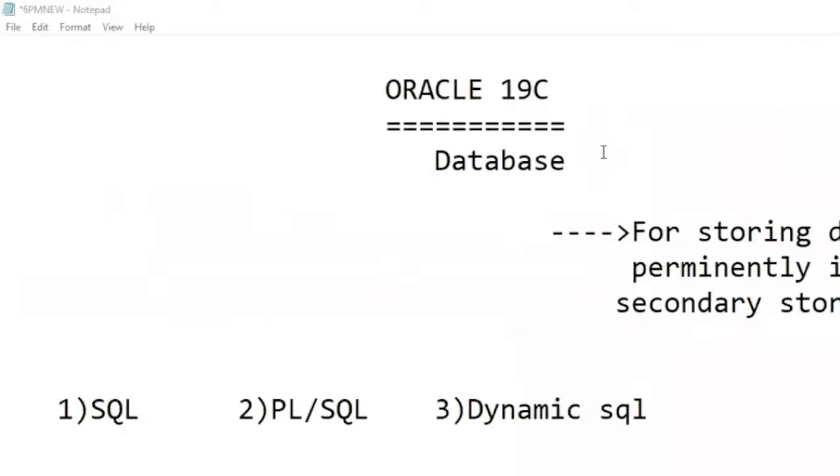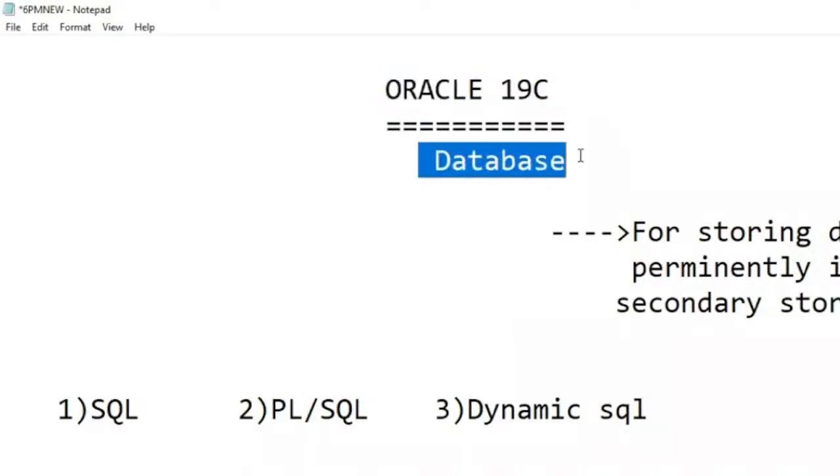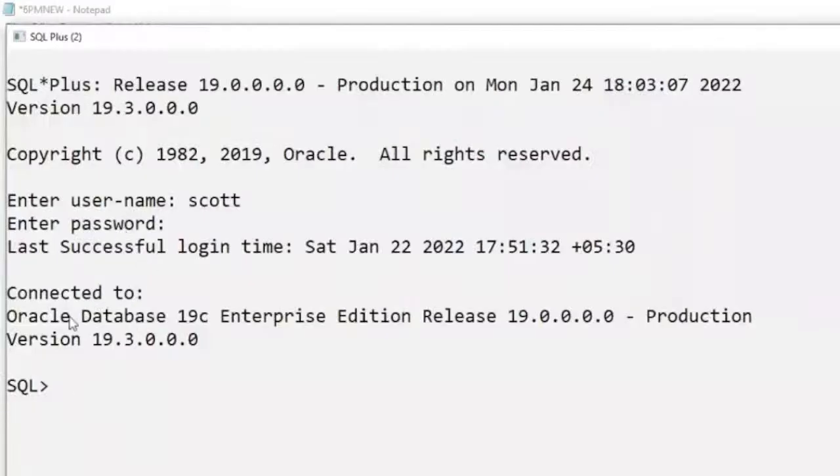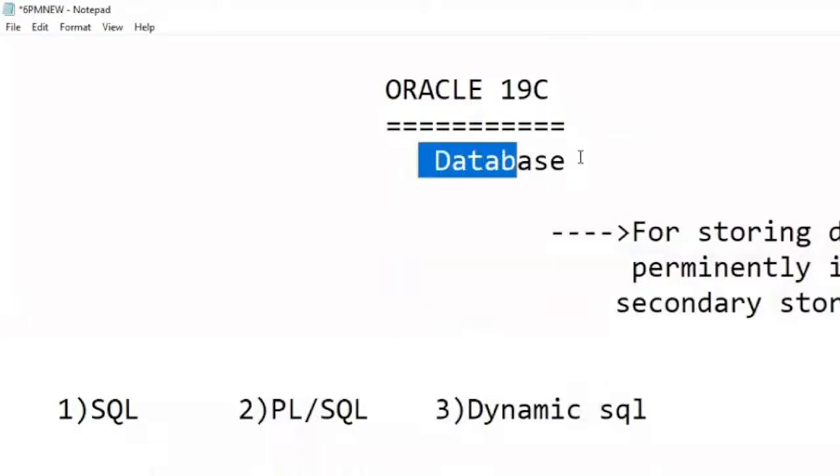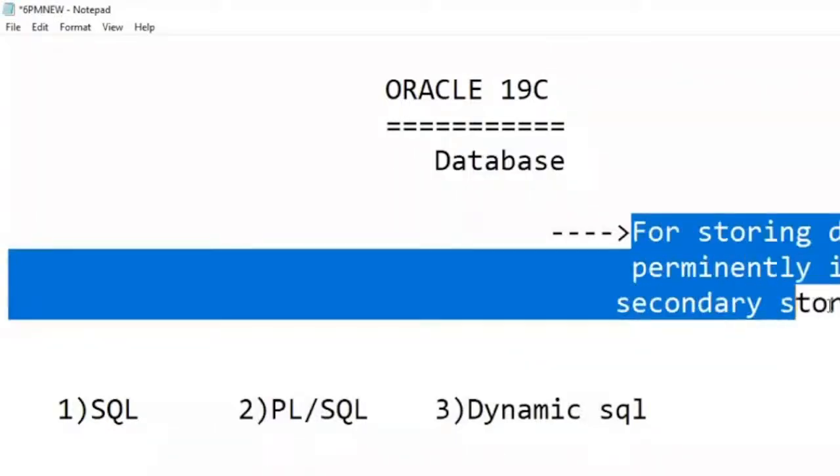Concentrate here. Anybody who did not attend the previous classes, don't worry. Simple. Oracle is a product from Oracle Corporation. 19c is a version. This Oracle is a database product only. For newcomers, what is the purpose of this database product? For storing data permanently in a hard disk.